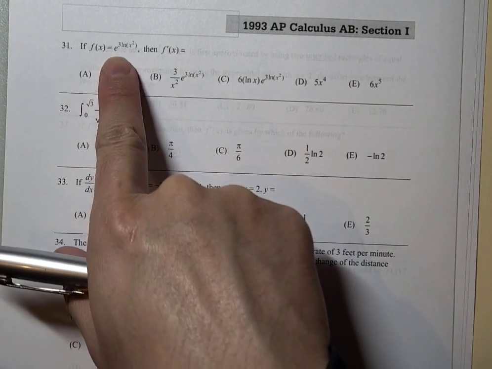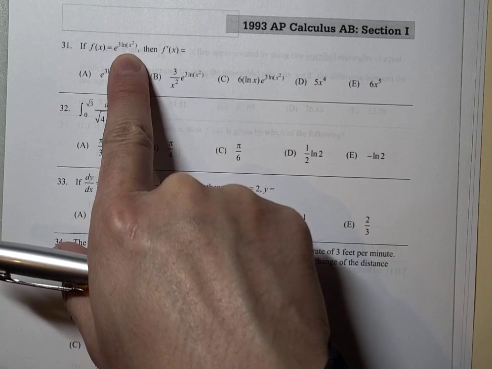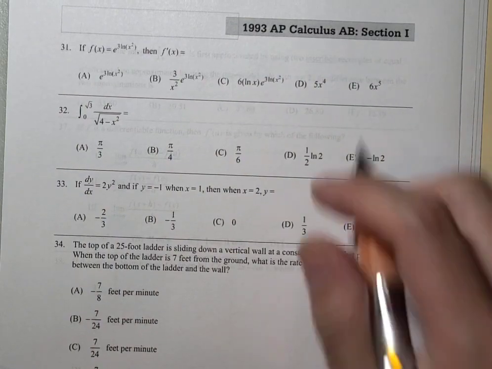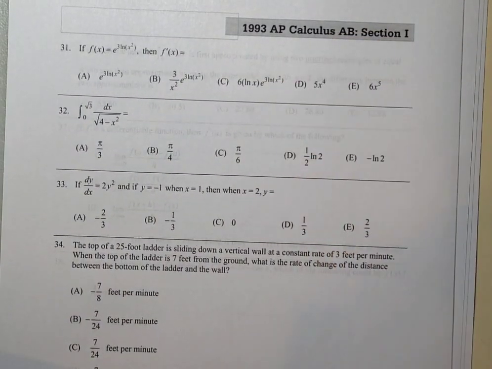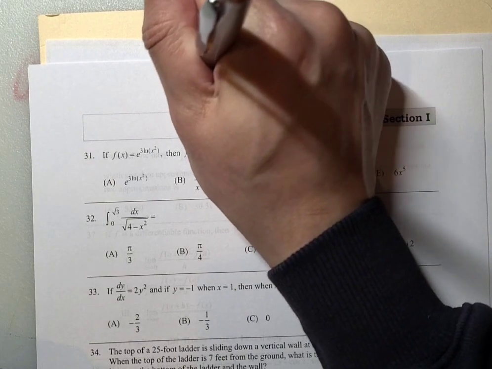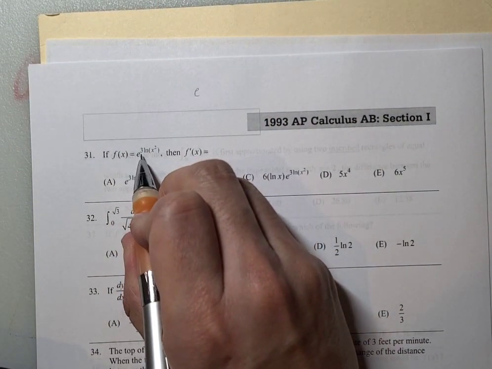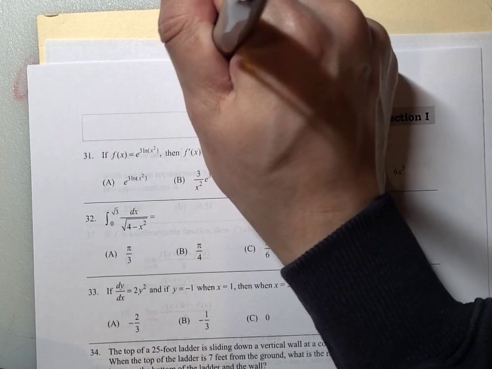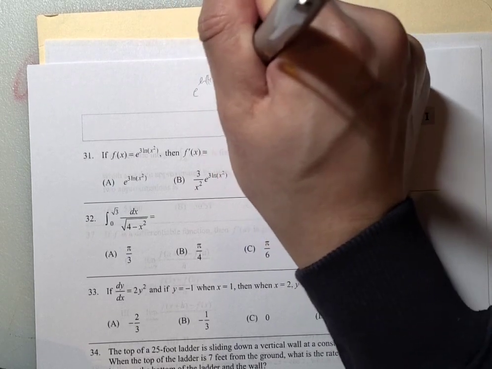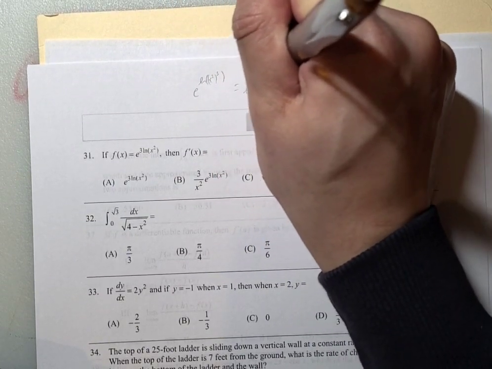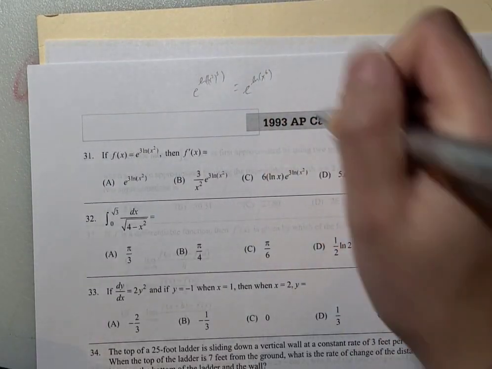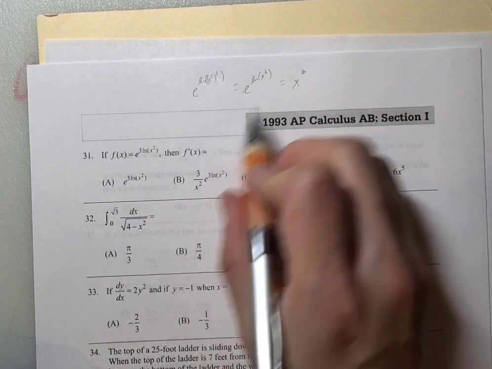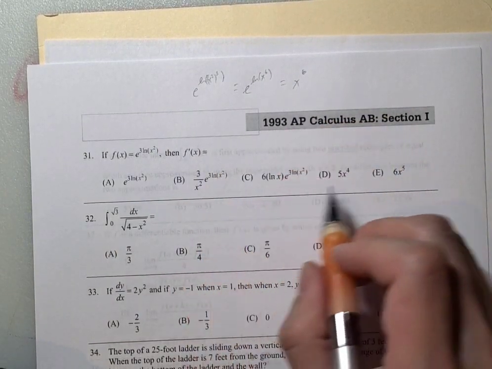If f is e to the 3 ln of x squared, then what is f prime? This is where the properties of logs come in. I think this is kind of what I did in the other problem. Remember when we have some constant in front of the log, we can put it back in as a power. So e to the ln of (x squared) cubed. This is the same thing as e to the ln of x to the 6th power. And we can reduce to x to the 6th. As simple as that. So f prime is the derivative of x to the 6th, which is 6x to the 5th.